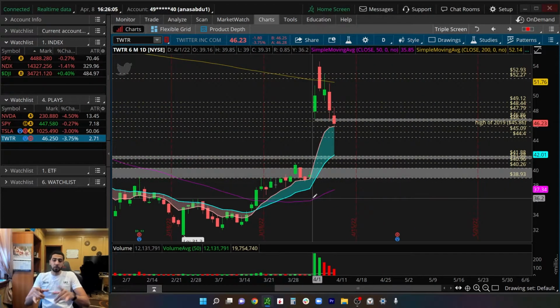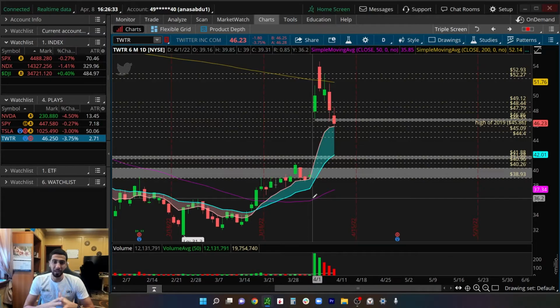So yeah, these are the levels that I'll be watching on Twitter, Tesla, and Nvidia in the upcoming week, and I'll be looking to play them. I'm not predetermining if I want to do calls or puts. I just want to see how the market goes, because I don't know if SPY is going to have a strong week or a weak week. I don't know what's going to happen. So I can't sit here and predetermine that I'm going to play Tesla calls or Tesla puts or SPY calls, SPY puts.